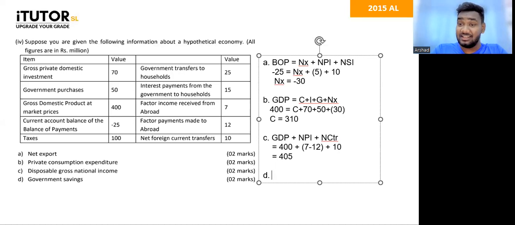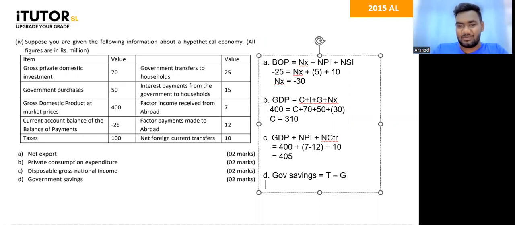Government savings. What is government savings? It is whatever they are earning from taxes minus their government spending. Let's say government earns 10,000 from tax, they spend 5,000. That means they are saving the other 5,000. So government saving is how much?